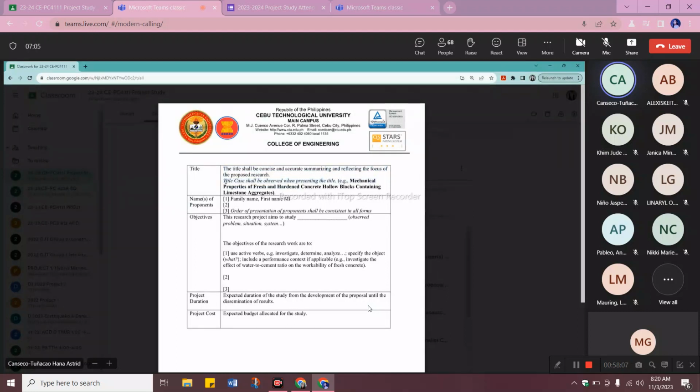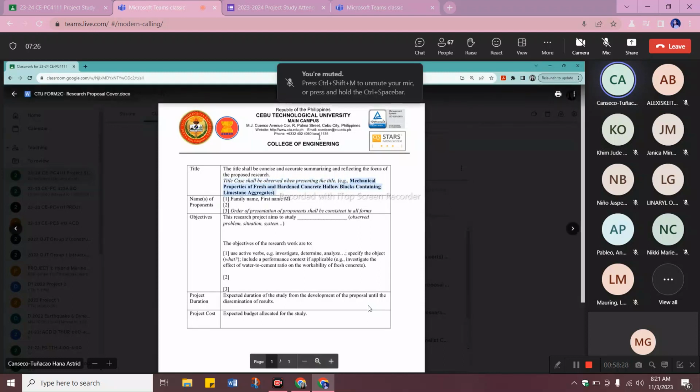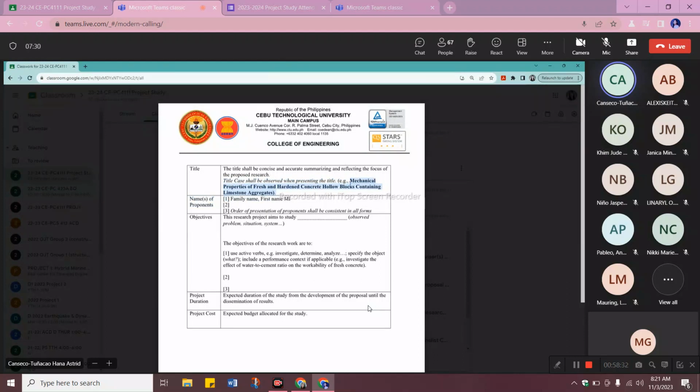So, I mean, title case. Pareho aning word nga title case. The first letter of each word of the sentence is capital. Example, no? Mechanical properties of fresh and hardened concrete hollow blocks containing limestone aggregate. This is title case showing that the first letter of each word is capital, except your articles, which is and, no? Which is dili capital kanang mga and, or, at, the, no? Except at the first one, except the first letter of the first word of the sentence.